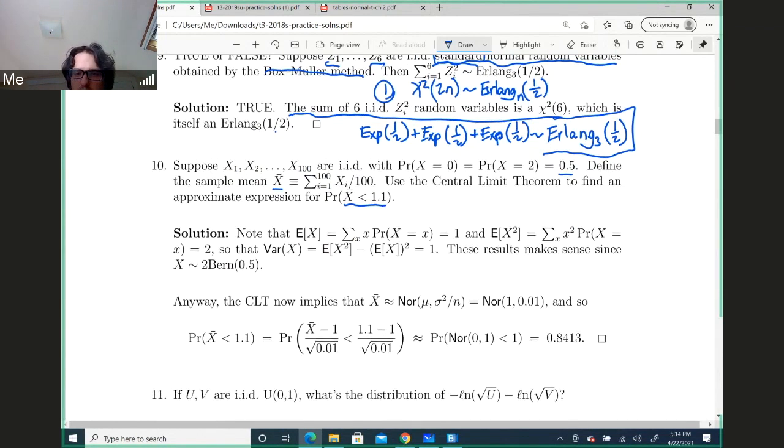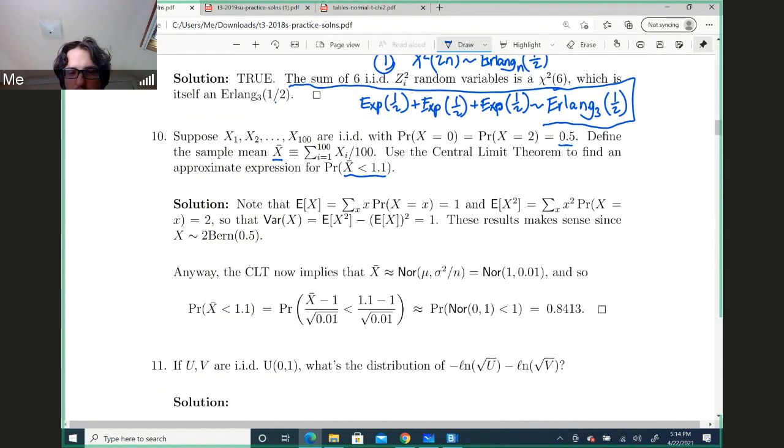I think they do a reasonably good job here, but we can go through it step by step. It might be useful to go through it step by step.